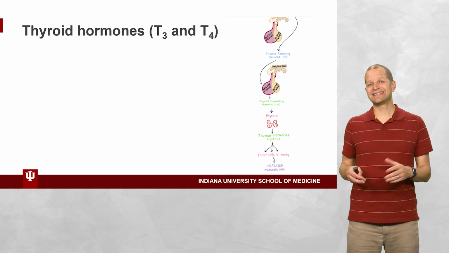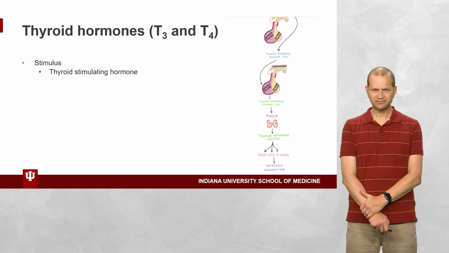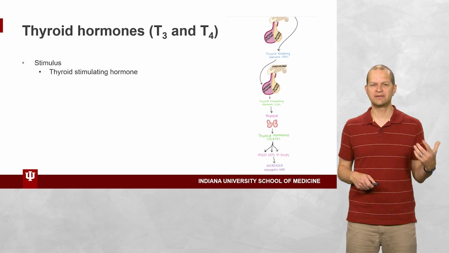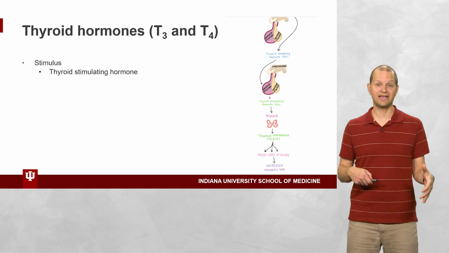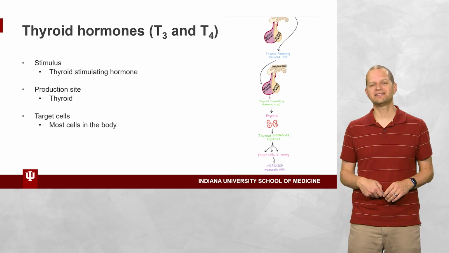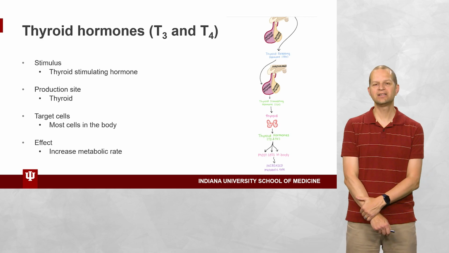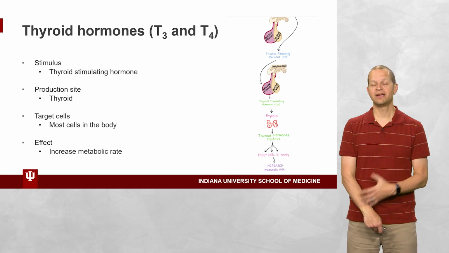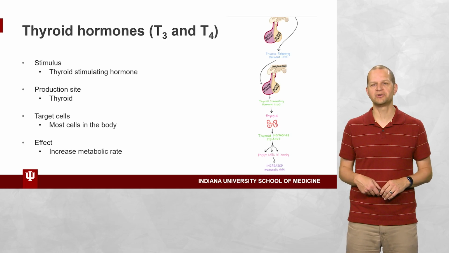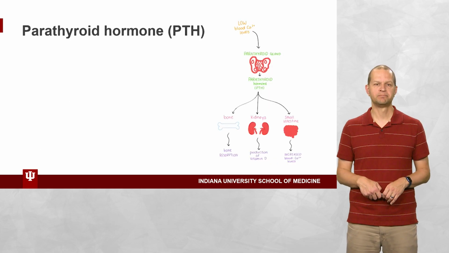Okay, so now we're going to transition to some different locations. So we're going to talk real quick about thyroid hormones. Okay, so as we talked about just a moment ago, thyroid hormone is stimulated by the release of thyroid stimulating hormone, okay, produced in the thyroid. And this targets most cells in the body. And ultimately, what these thyroid hormones do is that they increase metabolic rate. Some people that are overweight, the reason that they're overweight is because their thyroid's not producing thyroid hormone, which causes a reduction in metabolic rate.